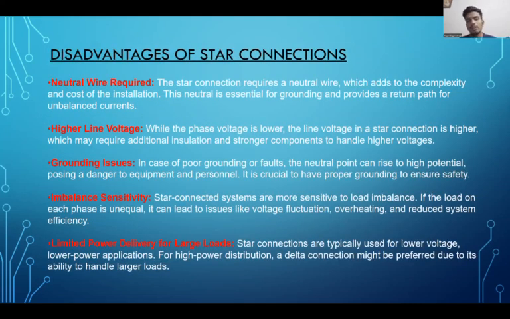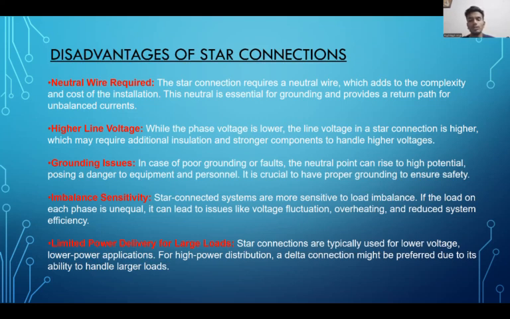Star connections have both advantages and disadvantages. Coming to the disadvantages of star connections: a neutral wire is required. The star connection requires a neutral wire, which adds to the complexity and cost of the installation. This neutral is essential for grounding and provides a return path for unbalanced currents.